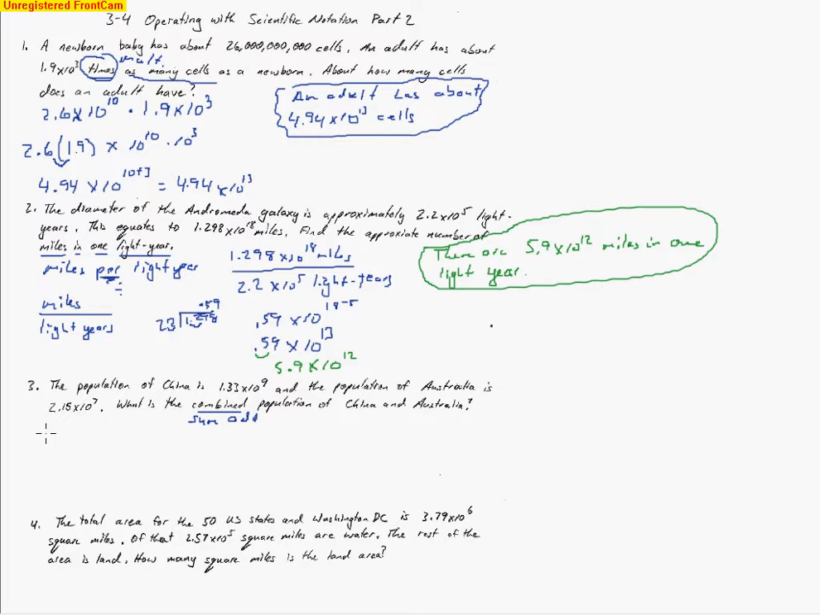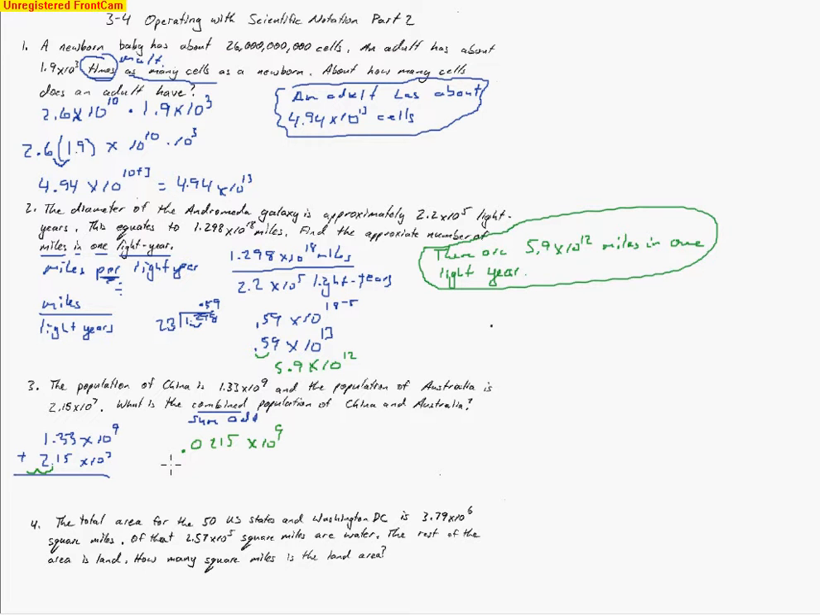So I have to add 1.33 times 10 to the 9th, and I'm adding that to the 2.15 times 10 to the 7th. But our problem is that the exponents are not the same, so I need to make them the same. So let's go ahead and move that decimal and make this number smaller so I can make the 7 bigger. So we're going to move that over 2 spaces. So that number is going to become 0.0215. So I moved it over 2 spaces, so that way I've got a 9 as the exponent.